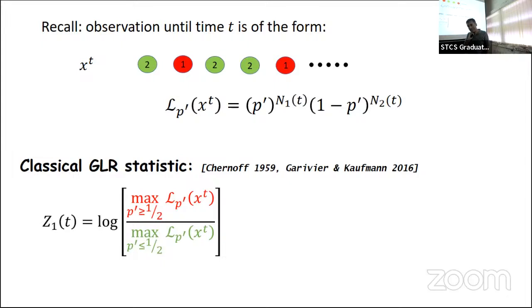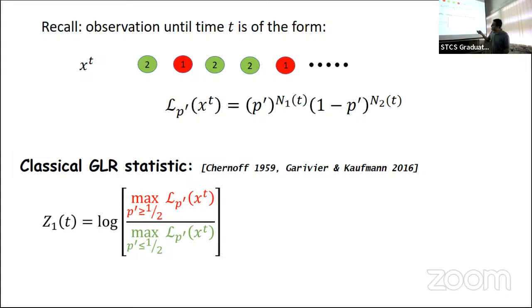So these algorithm approaches are based on likelihood ratio, specifically generalized likelihood ratio statistics. The classical GLR statistic applied to this problem goes as follows. I have a hypothesis testing problem. There are two hypotheses, hypothesis 1 and hypothesis 2, community 1 and community 2. A GLR statistic Z1 captures to what extent the data supports hypothesis 1 relative to hypothesis 2. Specifically, it is defined as a log of the ratio of two likelihoods.